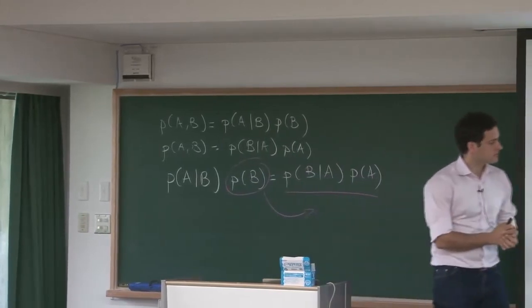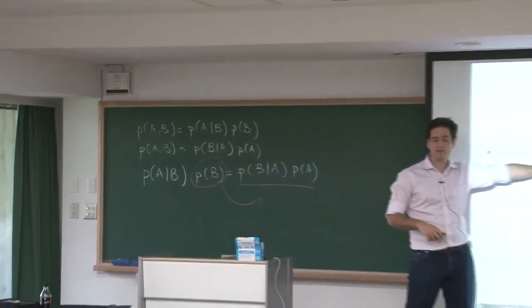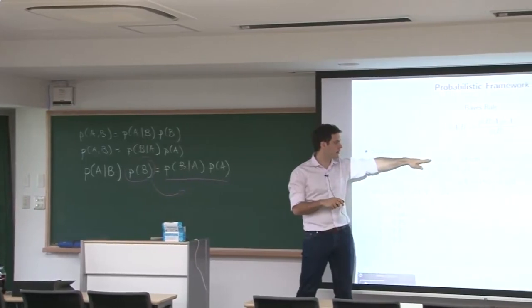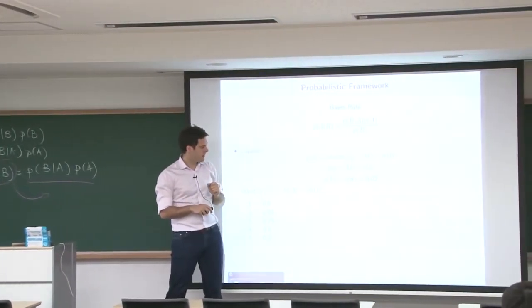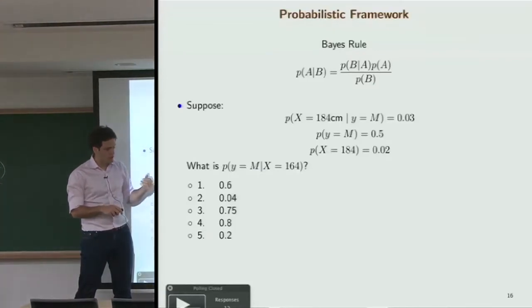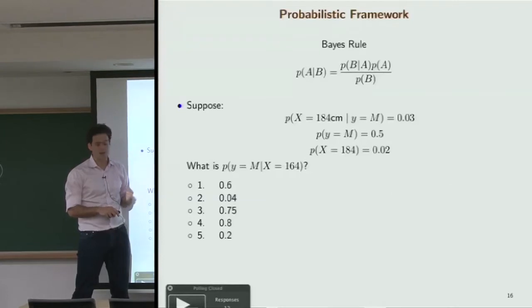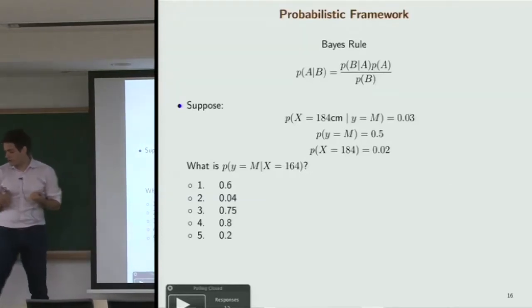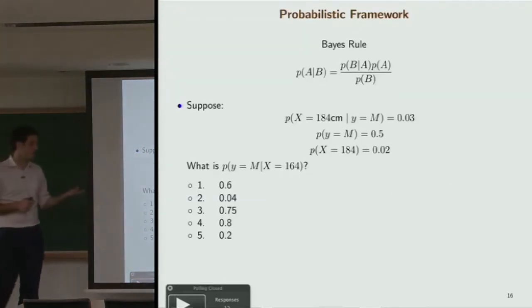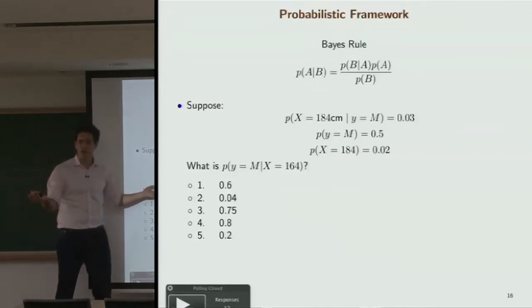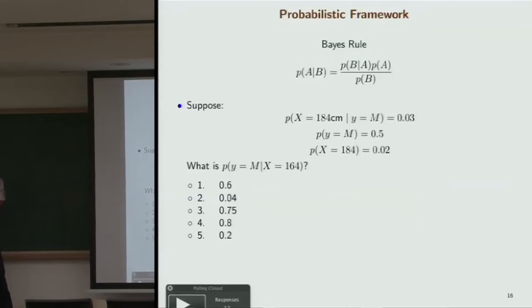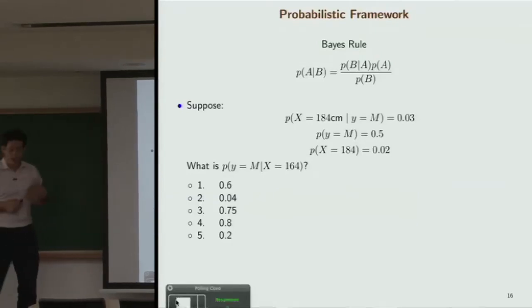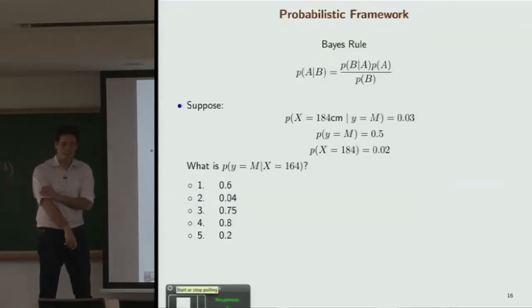So now we just computed this. The probability that X equals 184, knowing the person is a male, is 0.03. Probability of Y equals M is still 1/2. Probability of X equals 184 is 0.02. Sorry, what is the probability that the person is a male if I know the height?